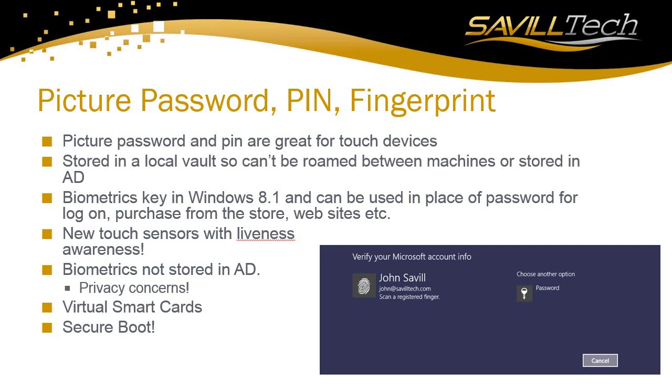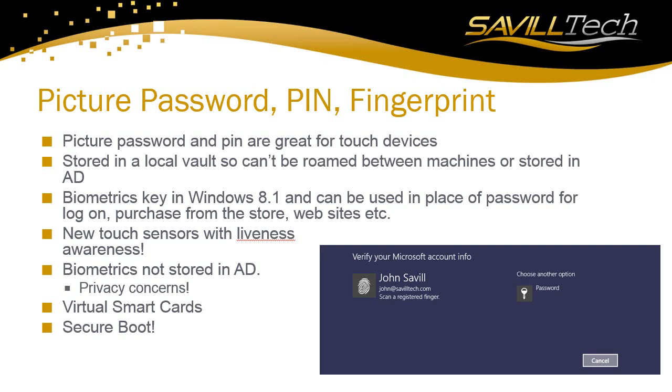That fingerprint you're going to use is only used and stored locally on that particular machine to unlock that vault, which then has your Live ID or corporate credential, whatever, to actually go and authenticate to other services. And there's some cool stuff they're doing with these touch sensors, like liveness awareness. So it's scanning not just the surface, but actually checking for blood flow, the liveness of the cells, etc.